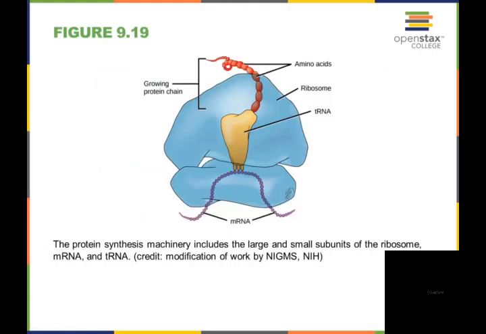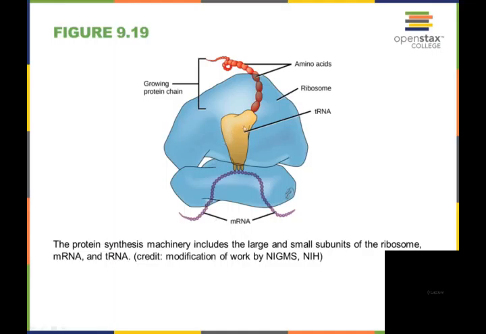The protein synthesis machinery is going to be the ribosome. The ribosome is going to have large and small subunits. It's going to come in and it's going to read the mRNA. So here is your mRNA strand that is your instructions. The ribosome is on here. Here you have a tRNA. The tRNA is your transfer RNA. mRNA is your messenger RNA.